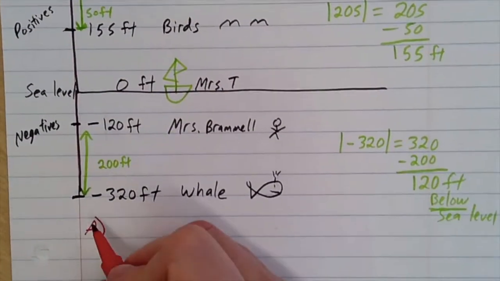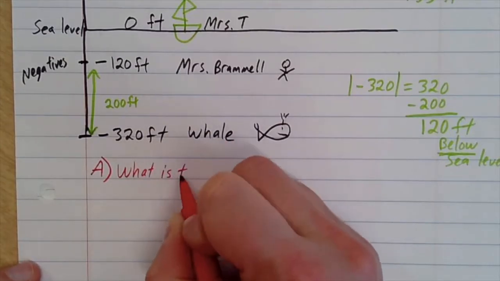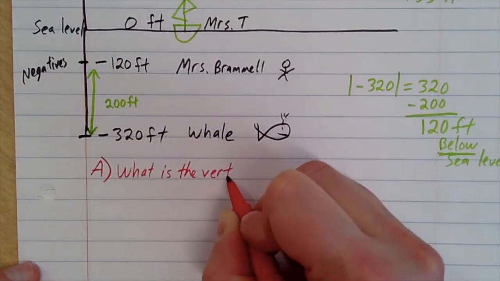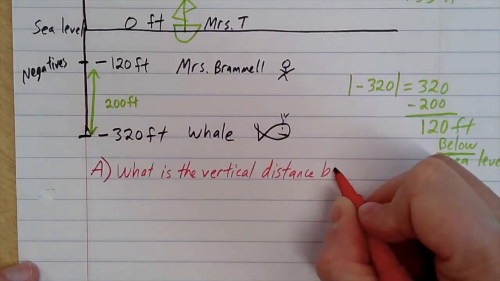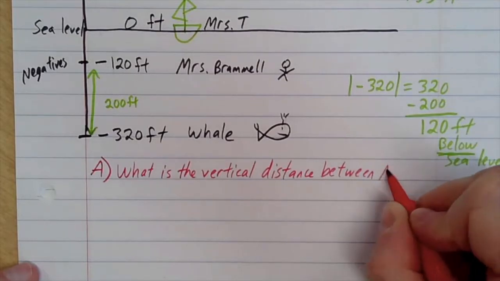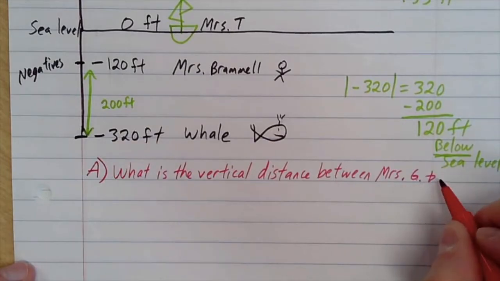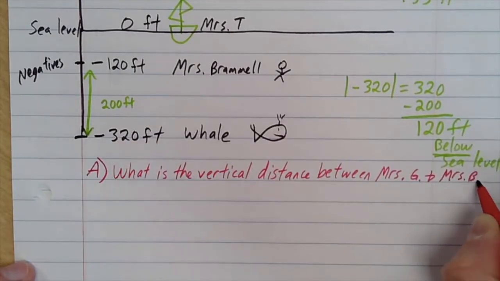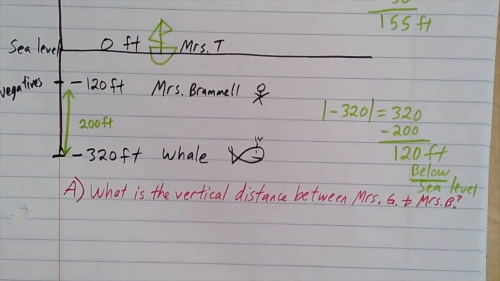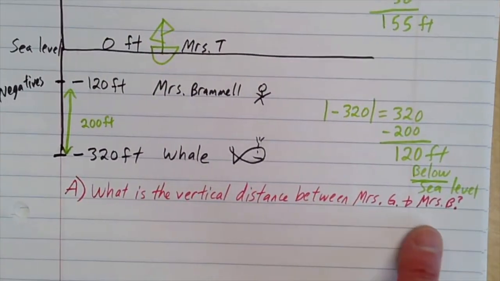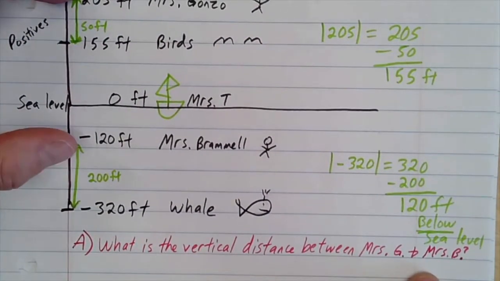Question A says, what is the vertical distance between Mrs. G and Mrs. B? What's the distance between basically Mrs. Gonzalez and Mrs. Bramwell? So you're trying to figure out how do you figure out their differences. Like one's above sea level and one's below.